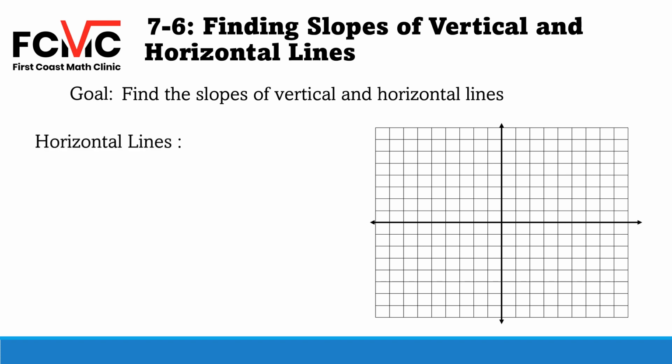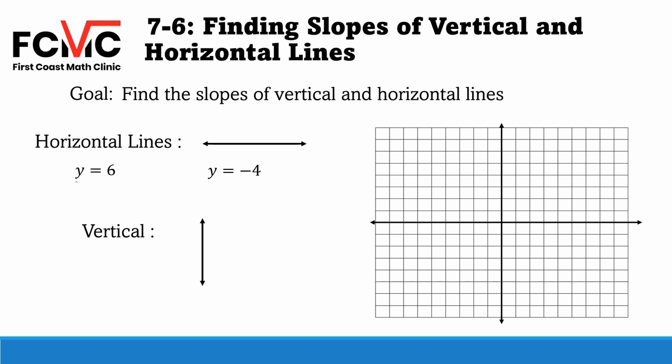So just a quick review. In the previous video, we looked at graphing horizontal and vertical lines. Horizontal lines go left to right, vertical lines go up and down, and our horizontal lines have equations y equals a number. So y equals 6, y equals -4.